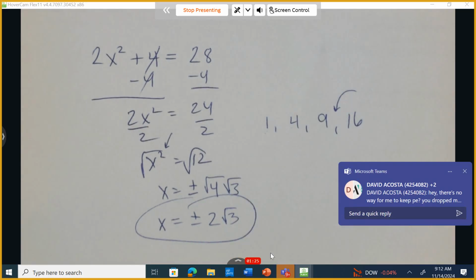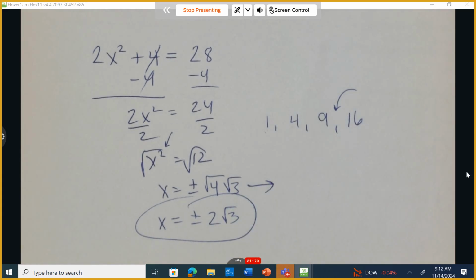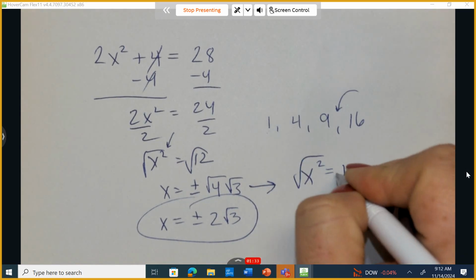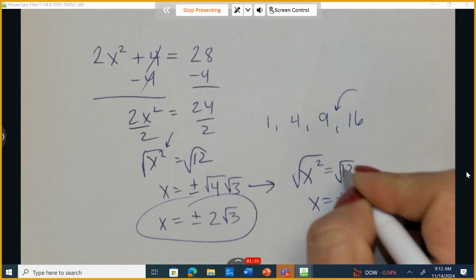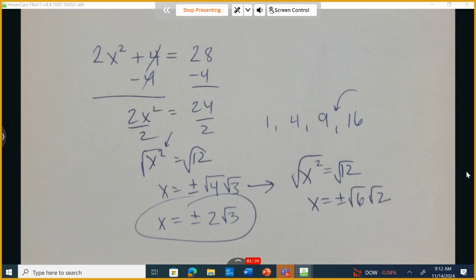But I want to stop for a second. I want to review a common mistake I see students make. They get to this part right here. They take the square root and they get x equals plus or minus, and then they're trying to break it down and they go 6 times 2. Please turn to the person next to you, and in 5 seconds, please tell us, why can you not break that down into 6 times 2?